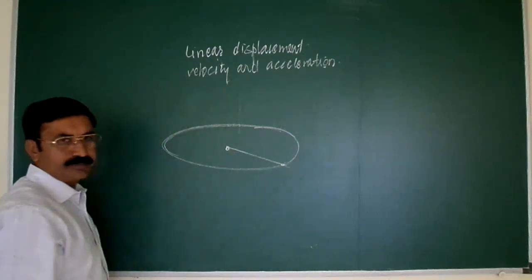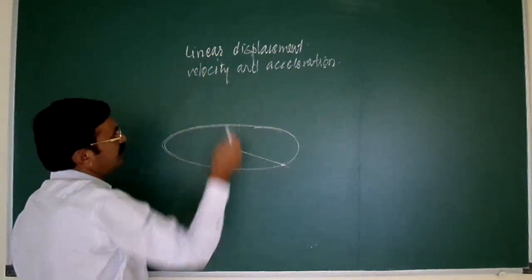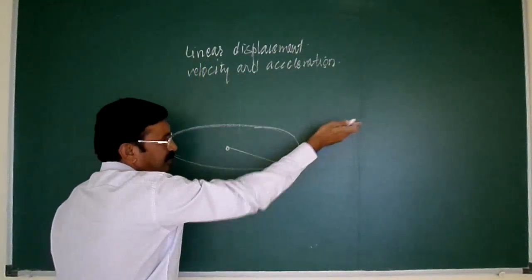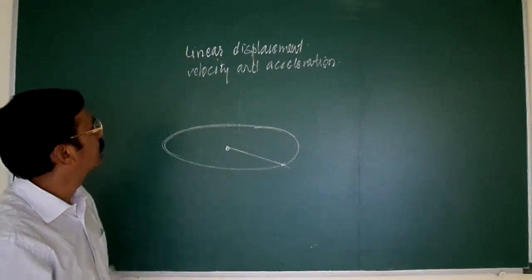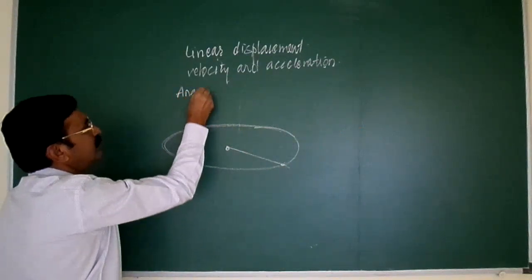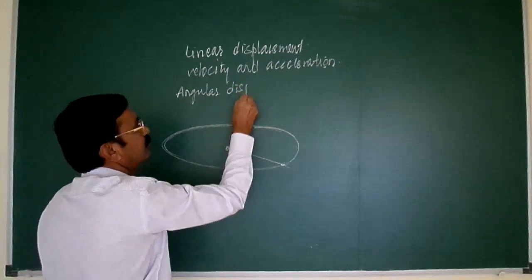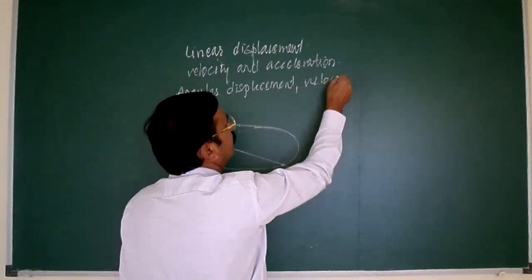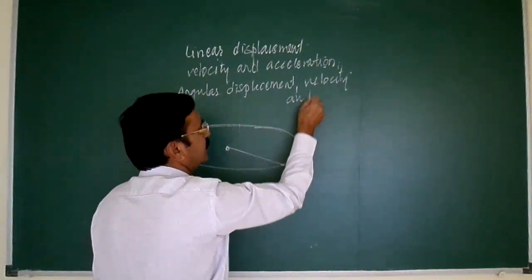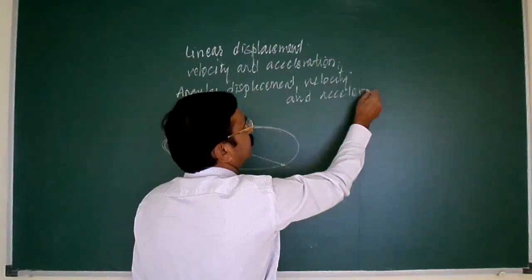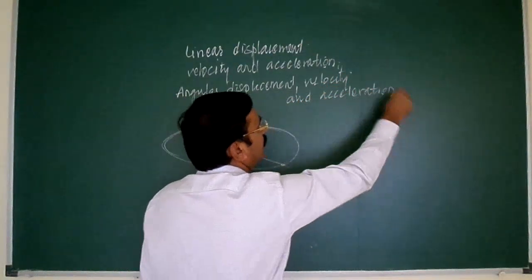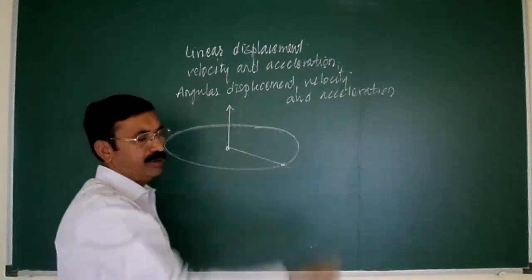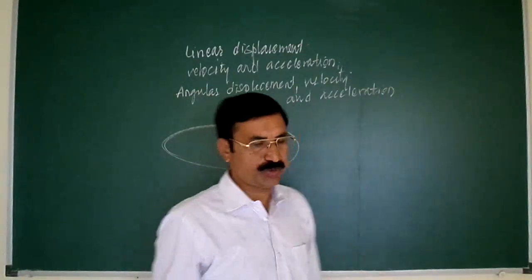For particle A, the linear displacement, linear velocity and linear acceleration will lie parallel to the plane, but angular displacement, velocity and angular acceleration, these quantities are perpendicular to the plane in which the particle is performing circular motion.